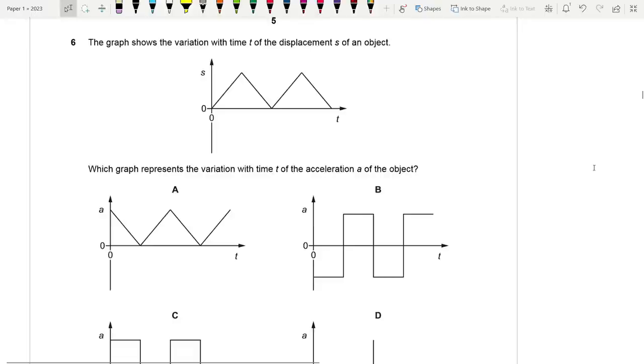The graph shows the variation with time t of the displacement s of an object. Which graph represents the variation with time t of the acceleration of the object?